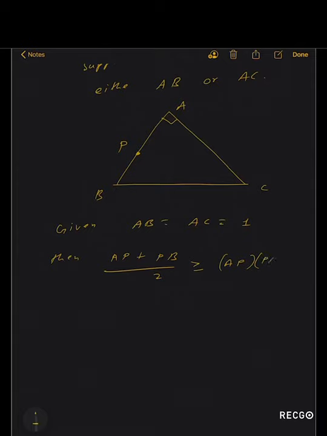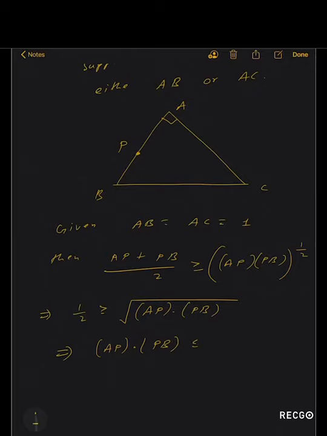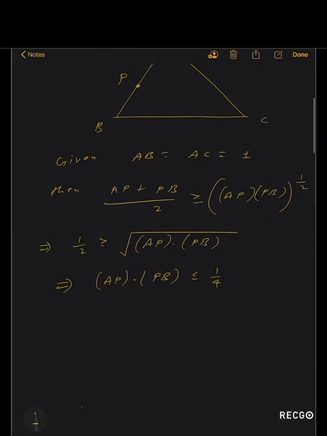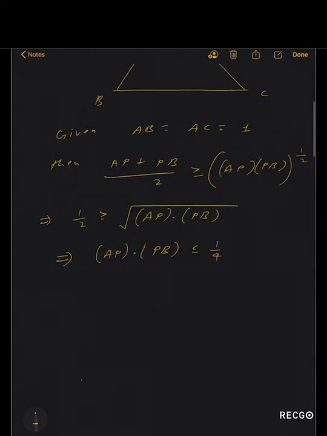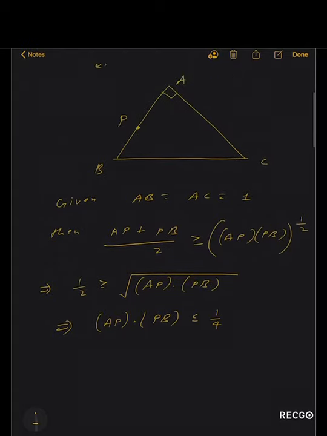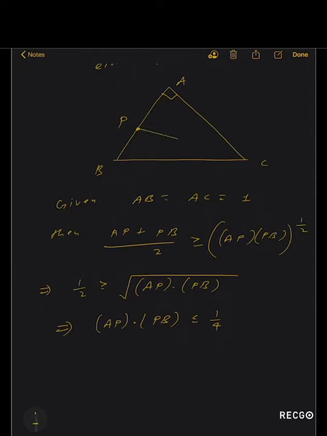Now I am applying the arithmetic geometric mean inequality. We can write (AP plus PB) divided by 2 is greater than or equal to the geometric mean of AP and PB, which is (AP into PB) whole raised to the power 1 by 2. Since AP plus PB is 1, 1 by 2 is greater than or equal to the square root of AP into PB. Solving this, we get AP into PB less than or equal to 1 by 4. So the maximum value of AP into PB is 1 by 4, and of course in that case AP and PB are both equal to 1 by 2, right?